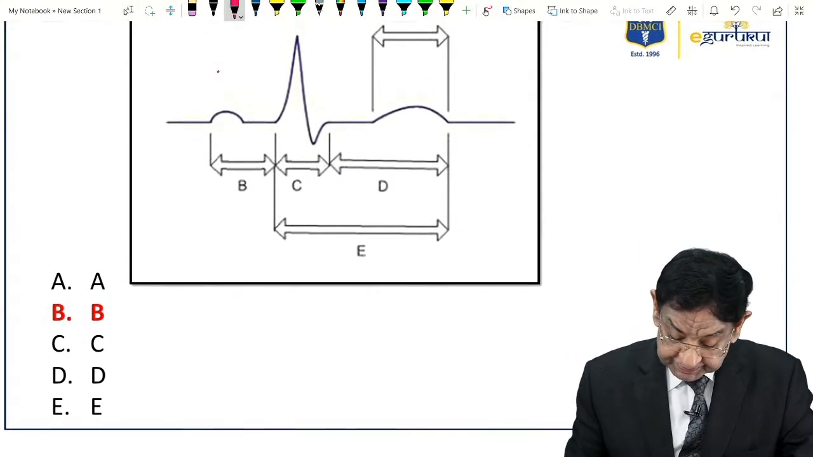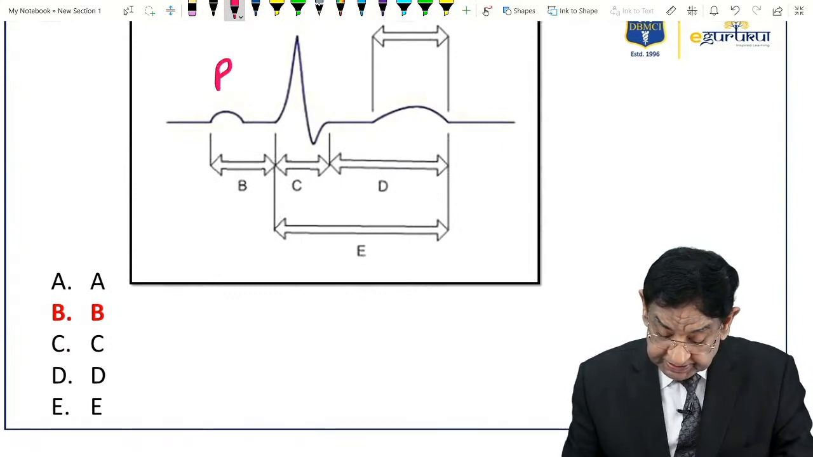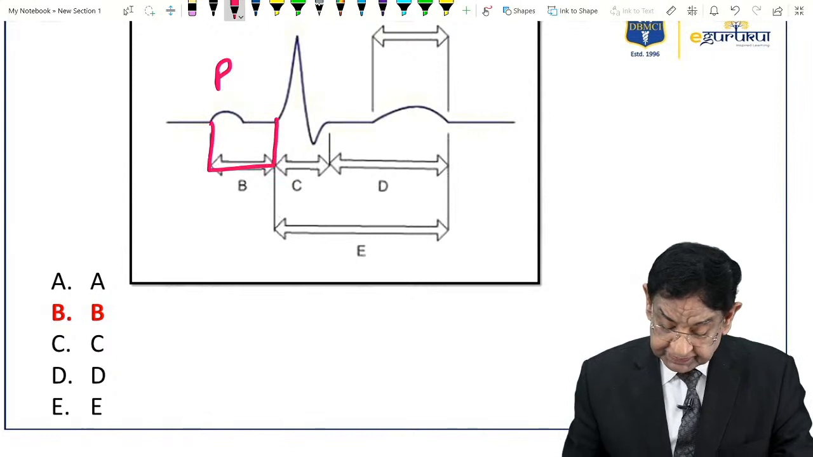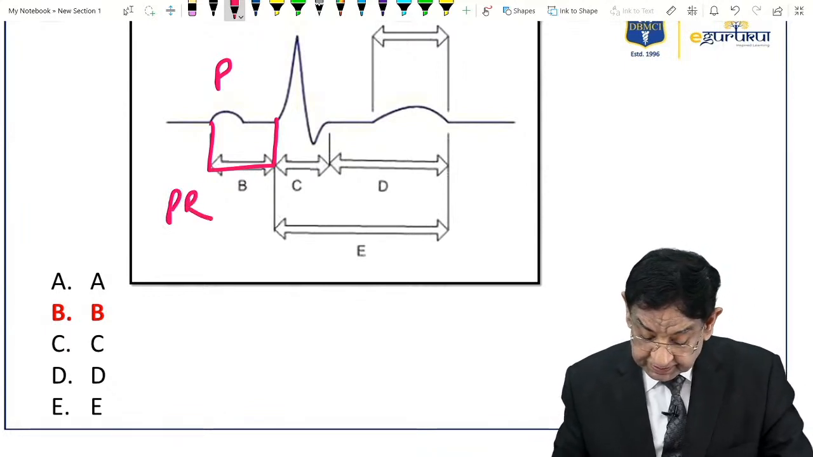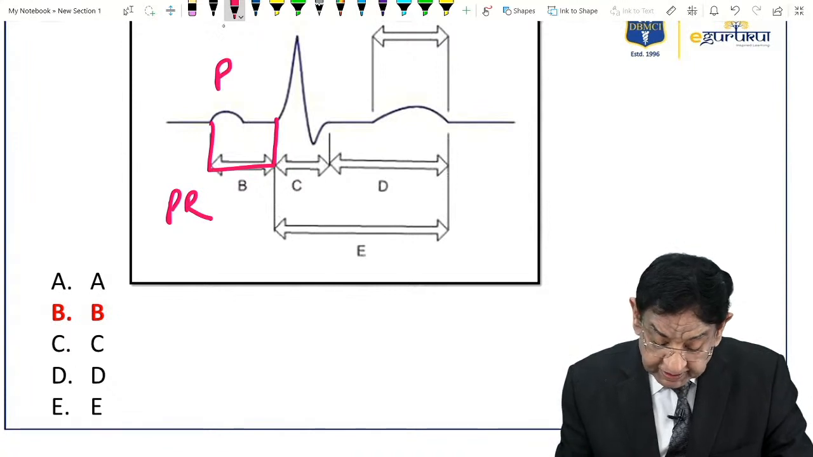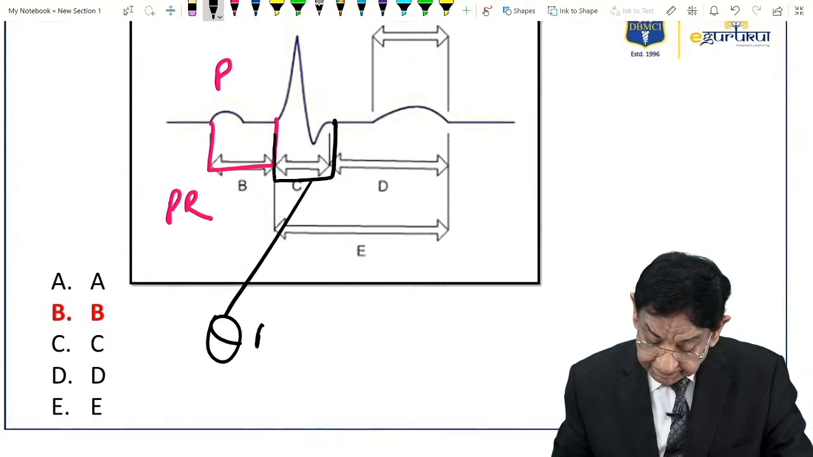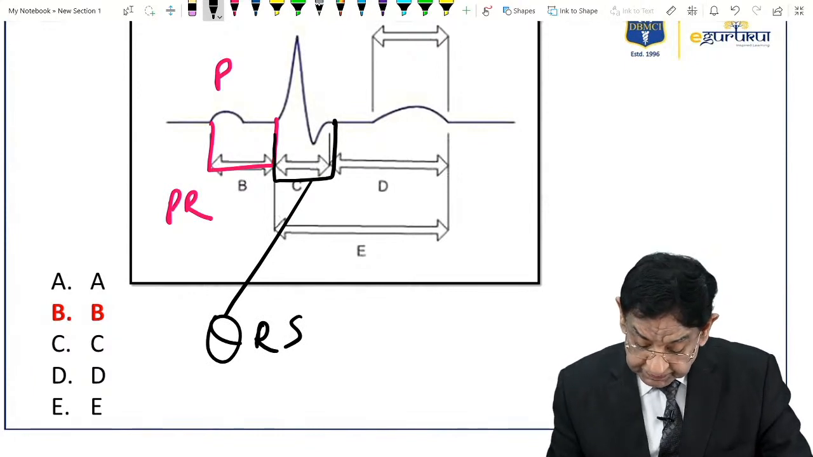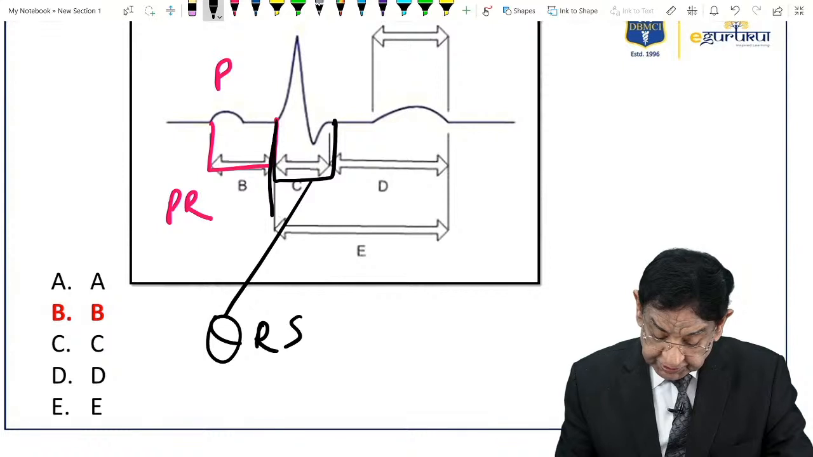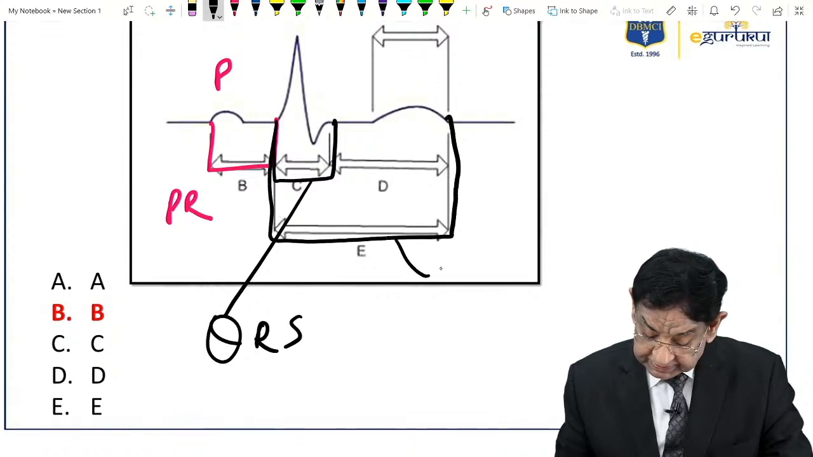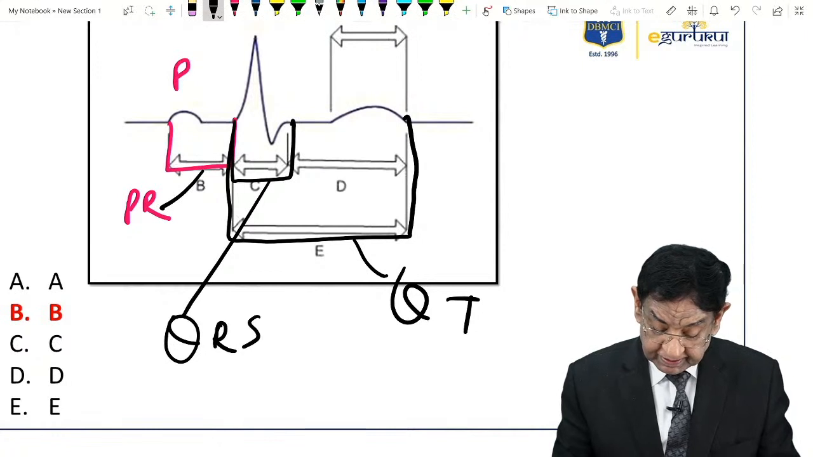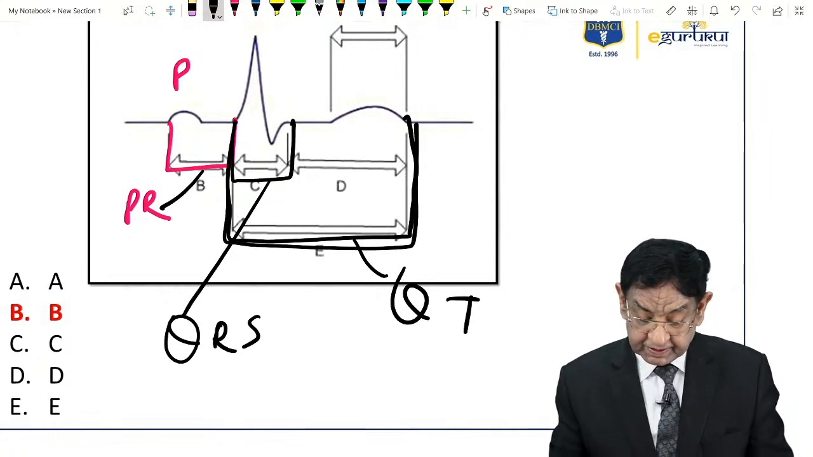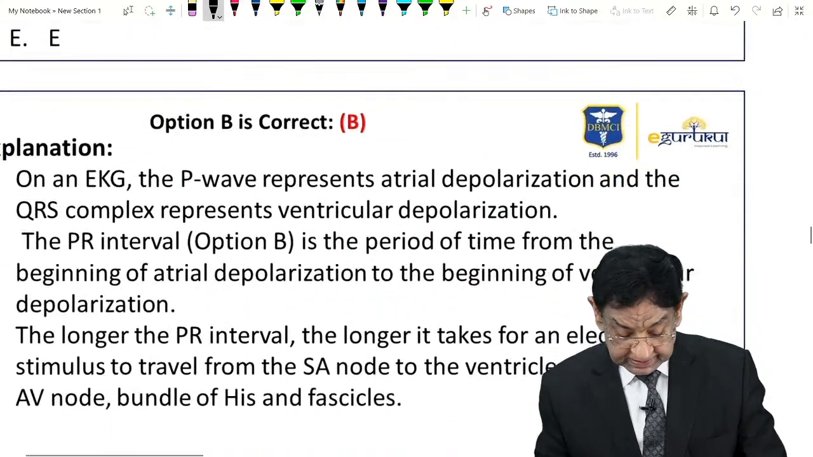We are getting the P wave. This is the PR interval. The P wave, PR interval. This is the QRS interval. And this is the QT interval. Simple: PR interval, QT interval, and this is the QRS interval. Let us see.